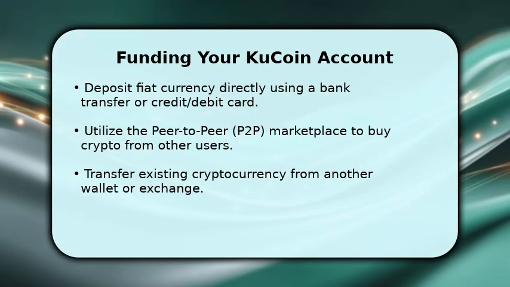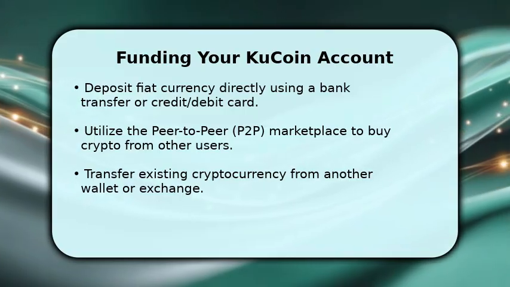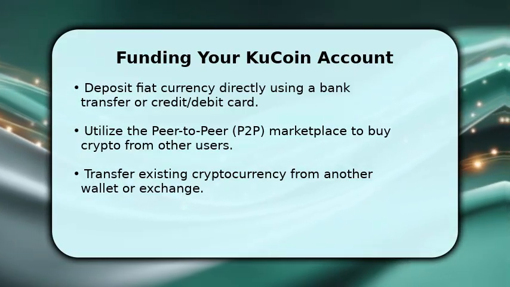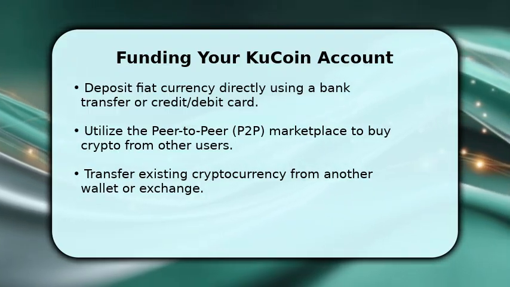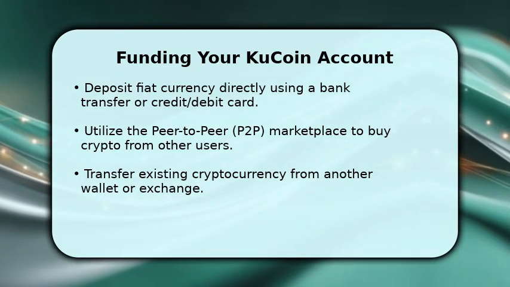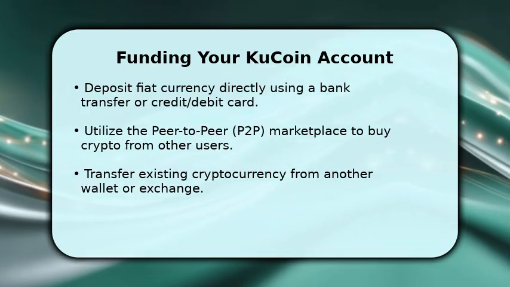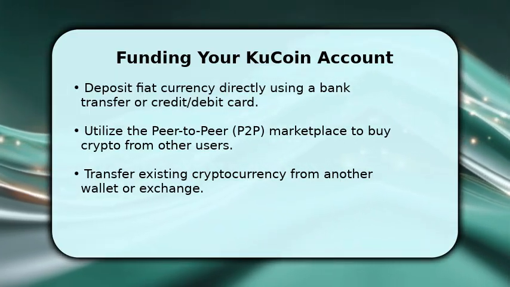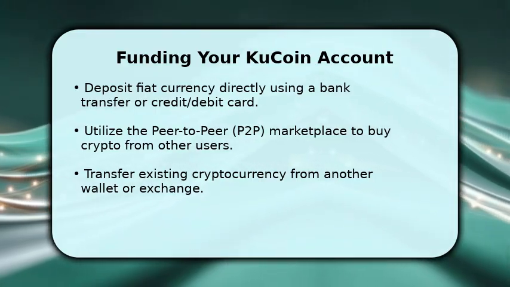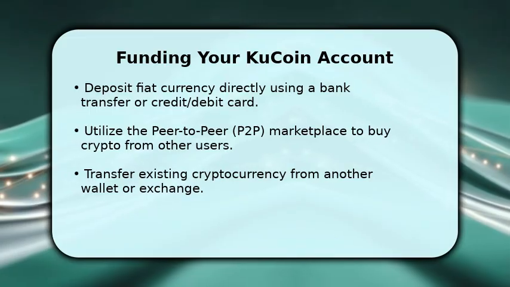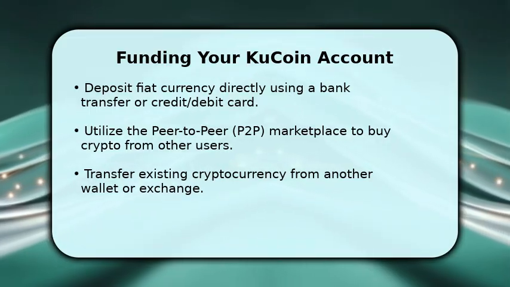Once your account is ready, the next step is funding it. You have several convenient options. You can deposit fiat currency, like US dollars or euros, directly using a bank transfer or a credit or debit card. Alternatively, explore the peer-to-peer marketplace to purchase crypto from other users. If you already own crypto, simply transfer it from another wallet or exchange to your KuCoin deposit address.